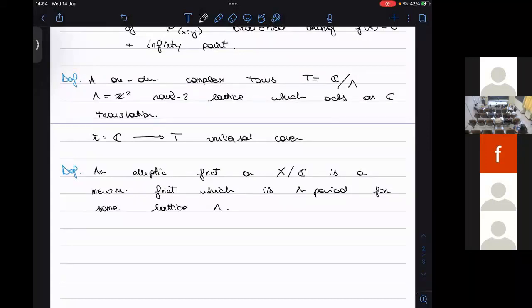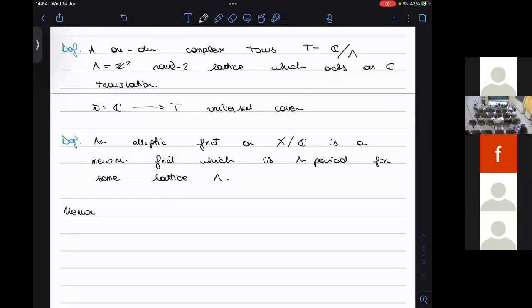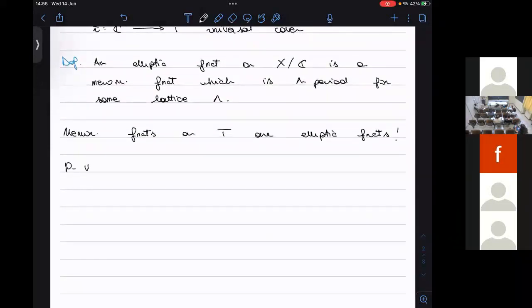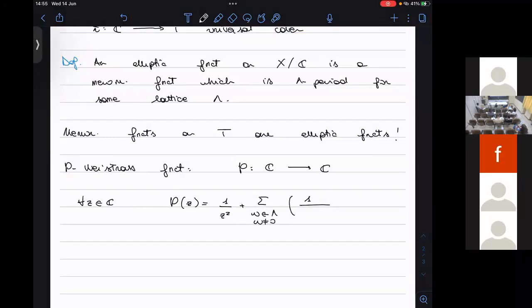By this definition, you can easily observe that if you take any meromorphic function over a complex torus, since a complex torus is a quotient, these meromorphic functions must be lambda periodic. So meromorphic functions of complex tori are elliptic functions. And an example is exactly this Weierstrass p function, which is a meromorphic function from C to C, defined as follows. For every z in C, p of z is exactly 1 over z squared plus the sum over w in lambda, different from 0, of the difference.